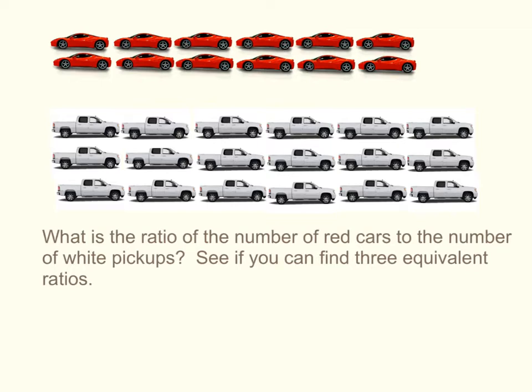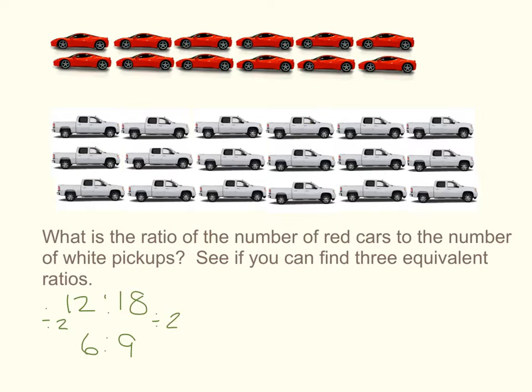First, I'm going to count the red cars. 2, 4, 6, 8, 10, 12. So I've got 12 red cars. And then I'll count the white pickups. 3, 6, 9, 12, 15, 18. So I have 18 white pickups. But I see that I could divide both of those by 2. If I divide by 2 and put them in groups of 2, I could get 6 to 9.